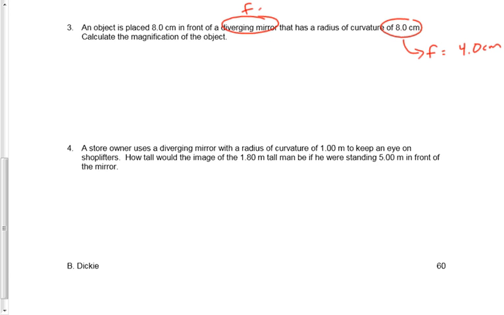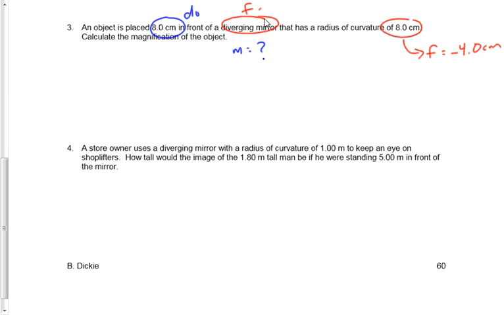But with what we just circled a minute ago, diverging mirror, we're actually going to make it a negative 4 centimeters. So F is negative 4 centimeters, half the radius of curvature. We want to find the magnification of the object. So we're going to say this is DO. This is where the object is placed. This is the focal length. We want to find the magnification.